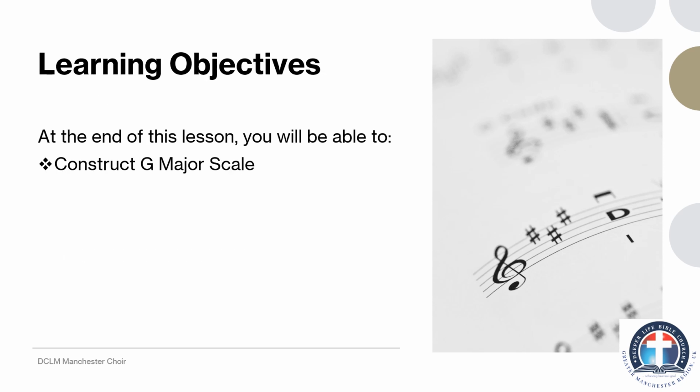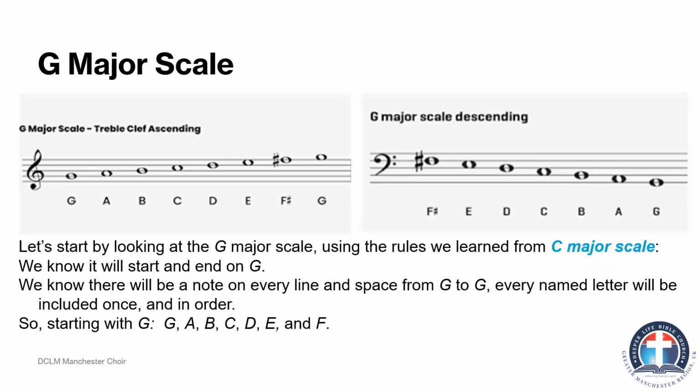Our learning objective at the end of this class: we should be able to construct a G major scale. Here are scales called the major scales. When we consider this scale, we'll discover that we have one sharp, and that is the key signature for the G major.